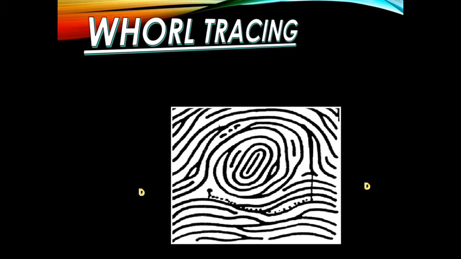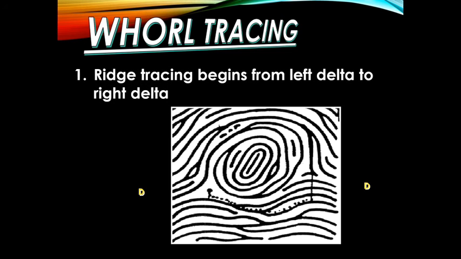So, whorl tracings are only applicable to whorl patterns. In whorl tracing, we are going to identify whether this whorl pattern is an inner whorl, a meeting whorl, or an outer whorl. To begin with, our first step is that the ridge tracing begins from the left delta to the right delta. Of course, before we proceed with the tracing, we must first determine the location of our deltas.